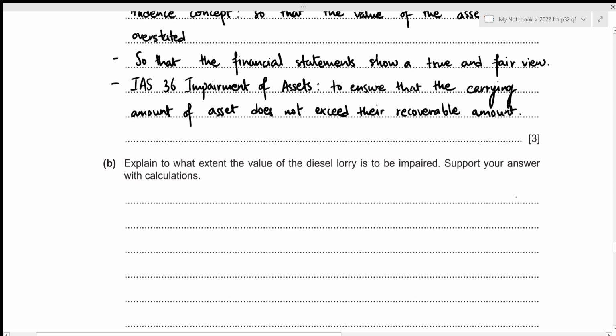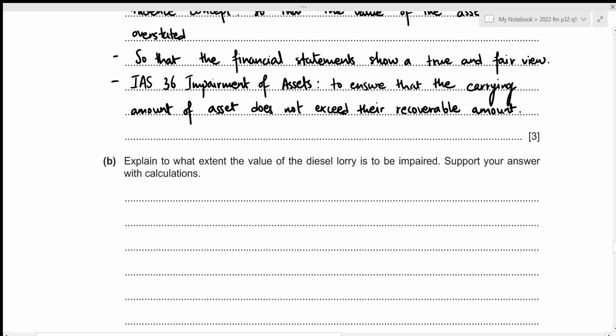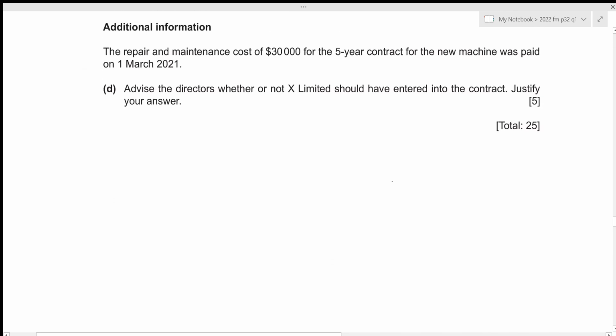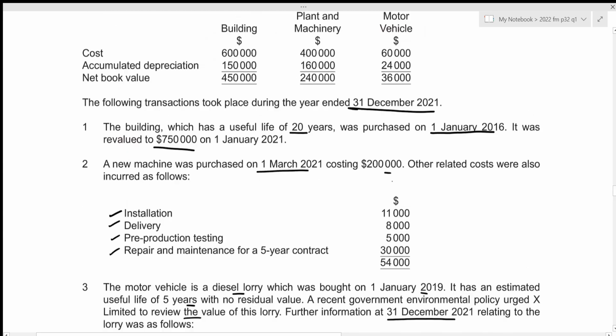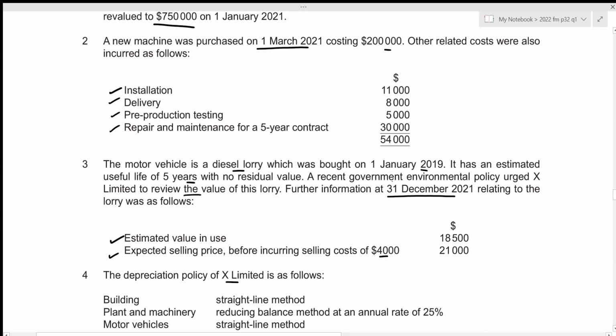We now need to explain to what extent the value of the diesel lorry is to be impaired. We need to support our answer with calculations. So let's have a look above at our given additional information. We talked about diesel lorry in the third one. So let's have a look again. The motor vehicle is a diesel lorry which was bought on 1st January 2019. It then has an estimated useful life of 5 years with no residual value.